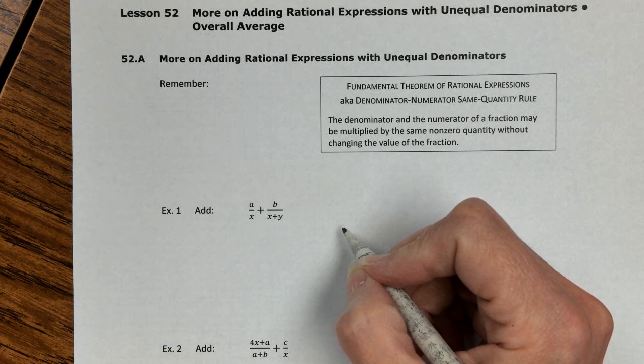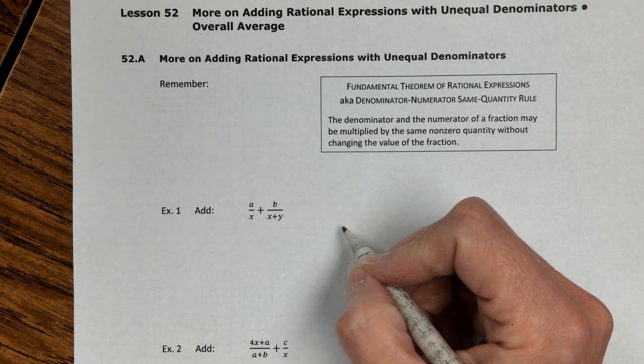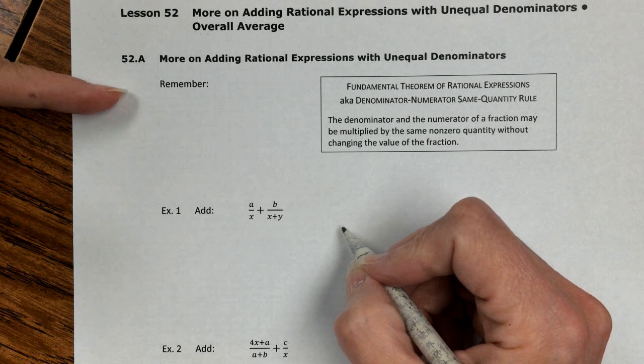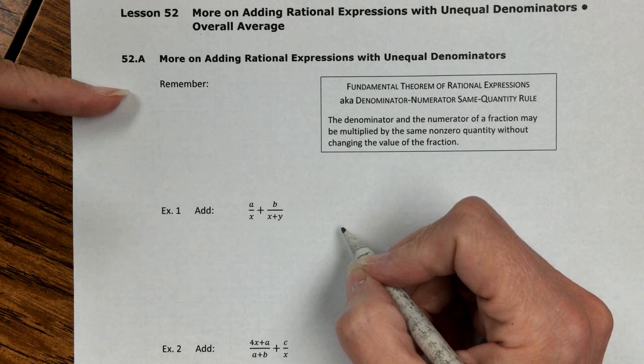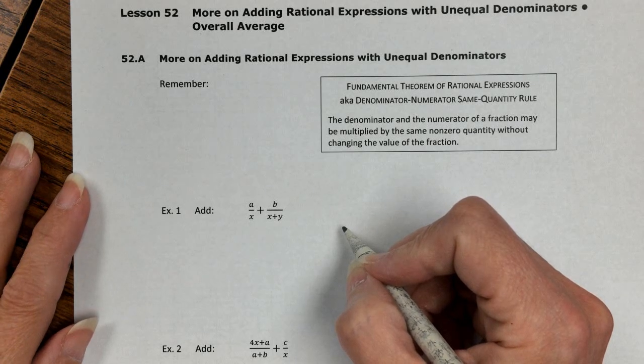Algebra 1, Lesson 52, Part A, is more about adding rational expressions that do not have common denominators. We've done some of these before, just these have slightly different denominators than we had in the previous one. The beginning of this in your notes is just reminding you of that fundamental theorem of rational expressions, which is about getting common denominators. I'm not going to reread that right now, but it's right there in your notes for you, so you don't have to look it up in the previous lesson.